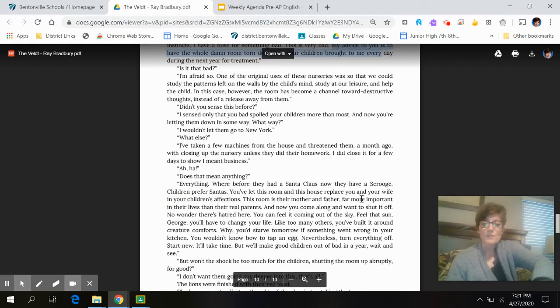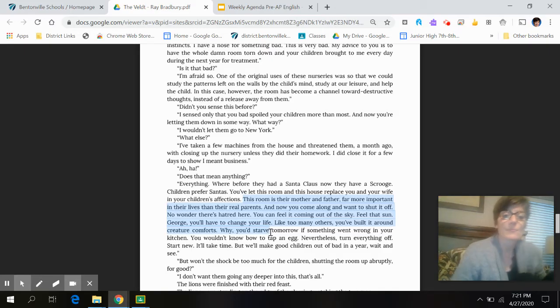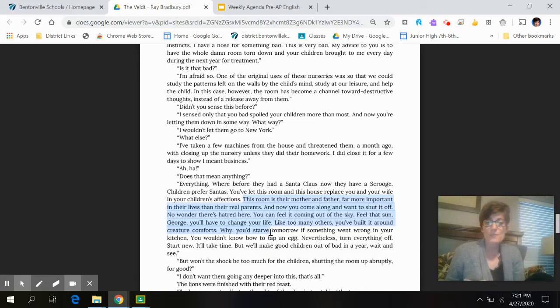Now, at this point, he says a very telling quote about parenting. Remember, Lydia said she felt useless. Again, he says the room is their father and mother, far more important in their lives than their real parents. So when we think about that in modern-day technology, often we could say that phones and video games become sort of like babysitters to kids. Many of you probably feel so dependent on your device that when your parents take it away, you hate it and you hate your parent, and you would much rather have your phone than have your mom sometimes.